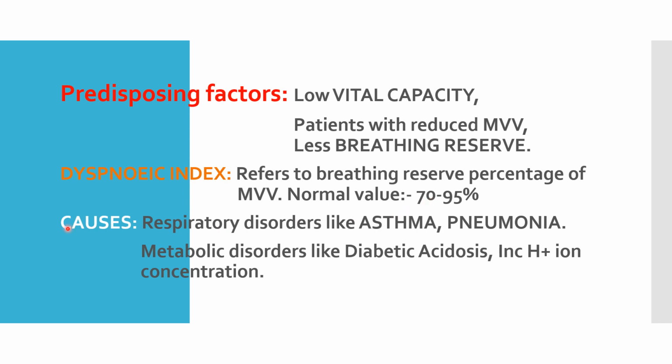So there are various causes for dyspnea. The most important ones are respiratory disorders like asthma, pneumonia, and cardiac failure. It is the most important condition. So in cardiac failure, what happens? In lying position, in cardiac failure patients, there will be pulmonary congestion, which causes dyspnea. The dyspnea occurring in lying down position is called orthopnea. And other than that, various metabolic disorders like diabetic acidosis, increased H plus ion concentration, and uremia are all causes of dyspnea.